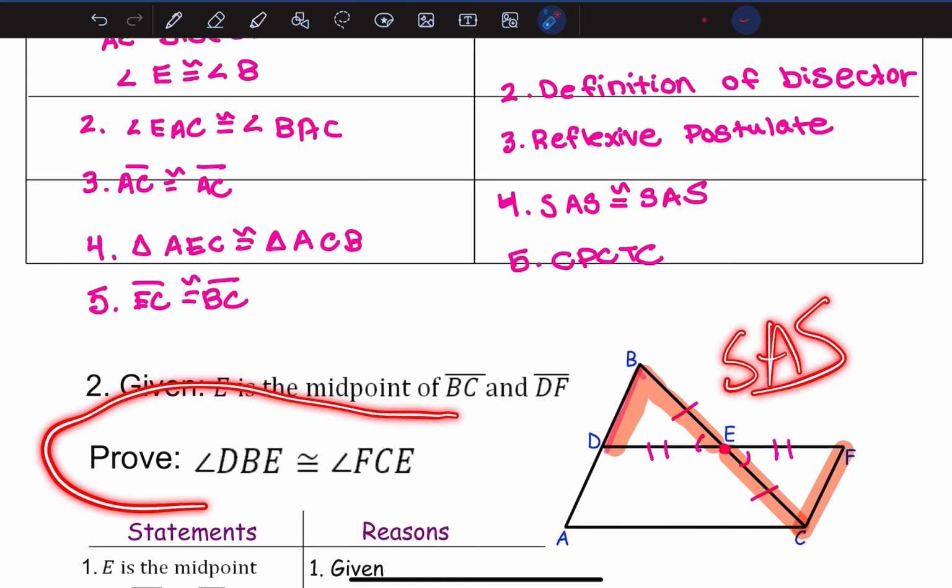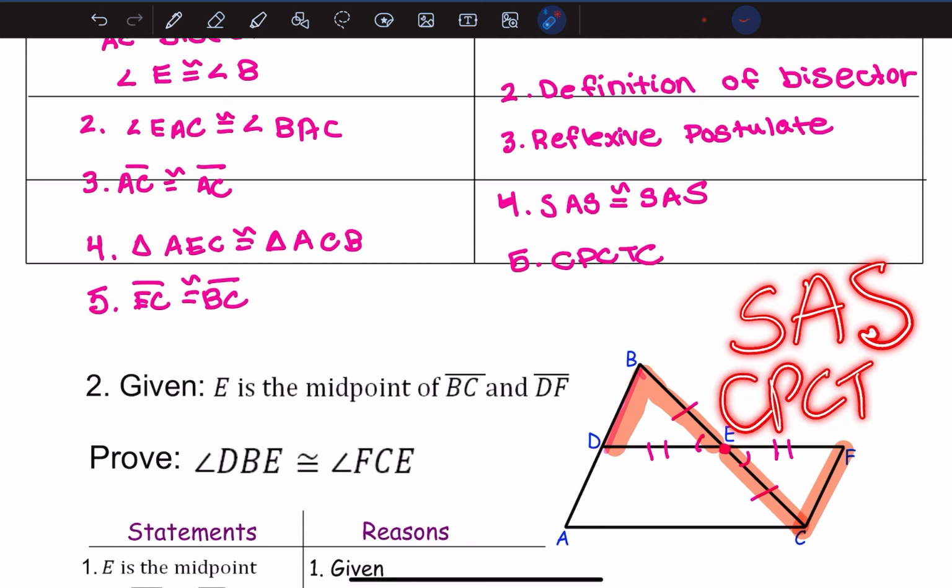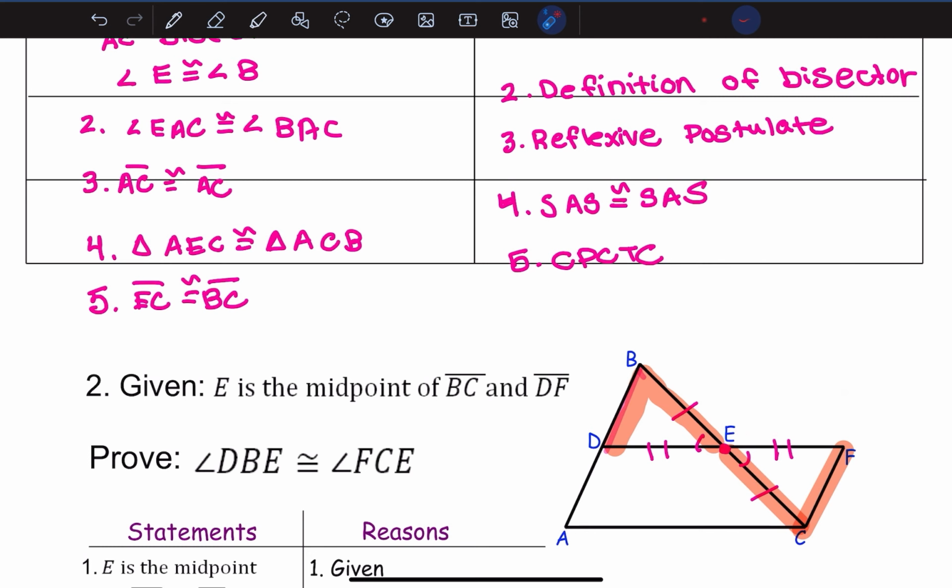But wait, they're not asking about the triangles. They're asking about a pair of angles. They're asking about DBE and FCE. So first you have to use side, angle, side to get the triangles are congruent, and then you're going to do CPCTC to state the angles.